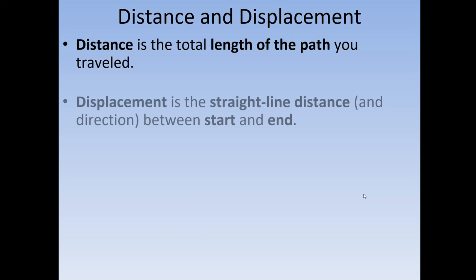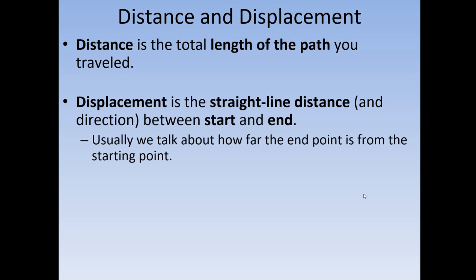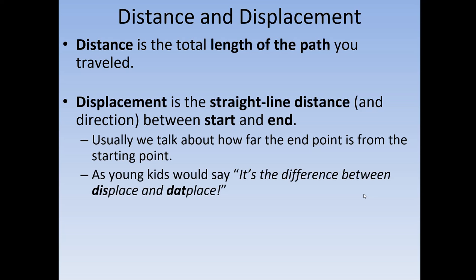So the official definitions we give distance and displacement is that distance is that total length of the path traveled, and displacement is the straight line distance between start and end. And this one normally does also include a direction as well. So distance, you wouldn't normally include a direction, but displacement you would. So other ways of saying this is that you're talking about how far away that endpoint is from the starting point.